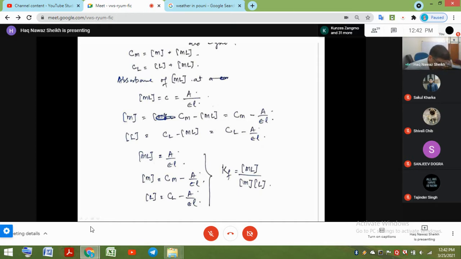No problem. You find out the concentration of ML, concentration of M, concentration of L, and you put them here. Cm and Cl are the initial concentrations that you added to the solution, so there is no problem in knowing that. The only thing is that you know the absorbance, the value given by the spectrophotometer, and the molar extinction coefficient you must know beforehand for that particular complex, and then multiply with path length, which is usually 1 centimeter, and find out the equilibrium constant.